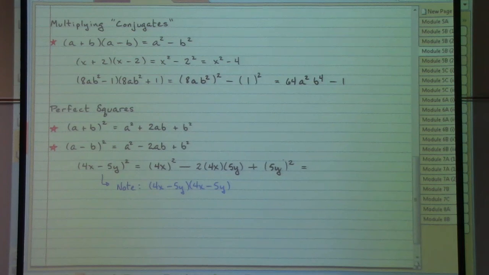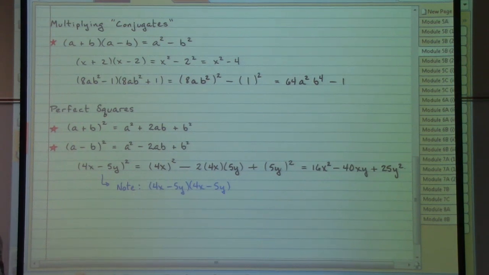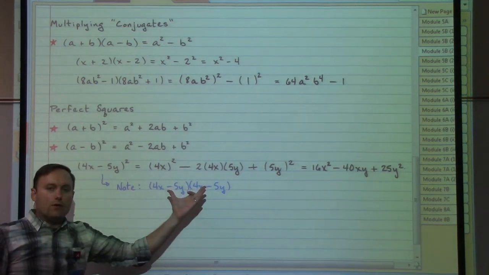So if we go ahead and tidy things up, 4 squared, 16, x squared. In the middle, we've got a minus. We've got a 2 times 4 is 8, 8 times 5 is 40. And we have both an x and a y in there. And at the very end, we've got a plus. 5 squared is 25, and y squared. Again, you'll get exactly the same answer if you have taken the problem and worked it out using FOIL.